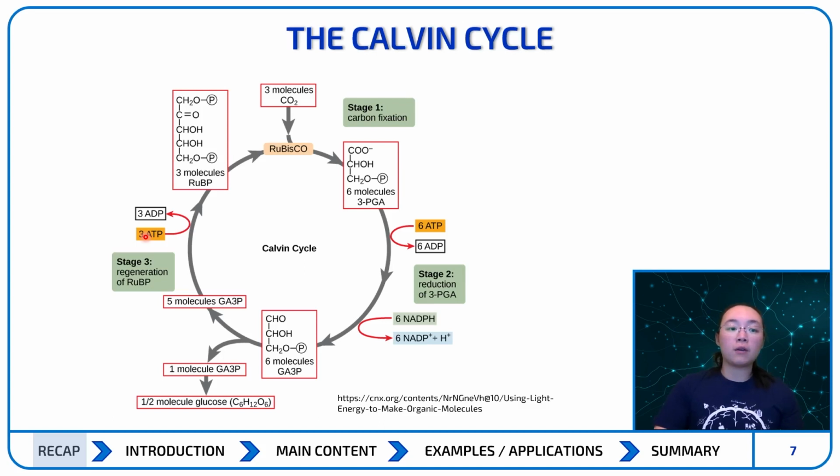So you have some that go for glucose and some that go for regeneration. And that's probably the most important part of step 3, the fact that there is a choice that G3P has to make, either go back into the Calvin cycle or be used for the creation of sugars.